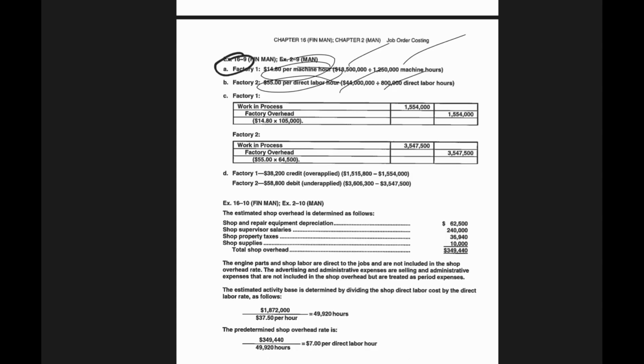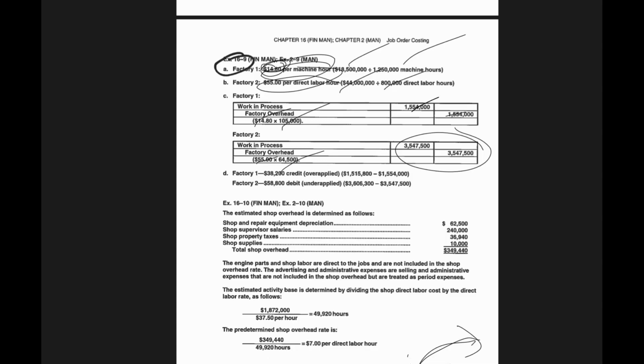All right, so we took care of A and B. Letter C says the entries to apply. We notice here in factory 1, the machine hours for August is 105,000. What is our rate? Right here, 14.80. So we take 14.80 times 105,000 and take it out of overhead and into WIP. Factory 2 is based on direct labor, and in August there were 64,500 hours at a rate of 55, and there's our same journal entry. These journal entries stay very, very consistent.